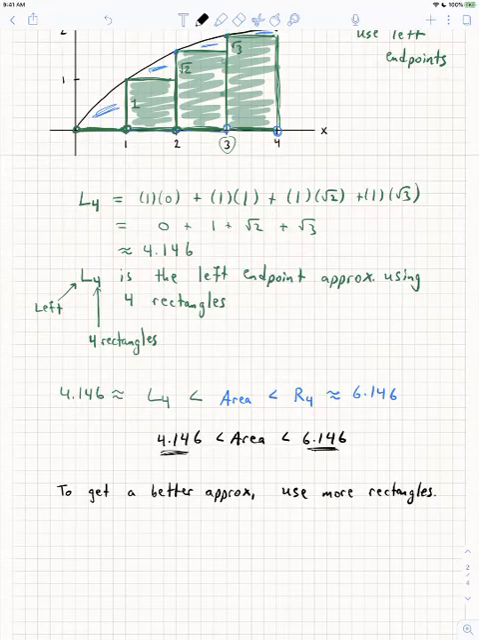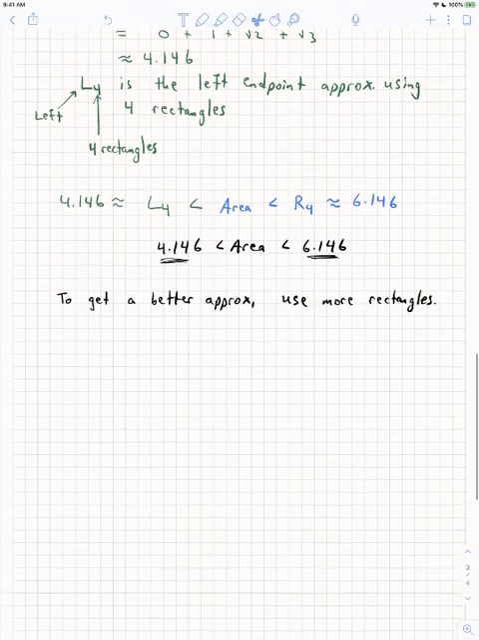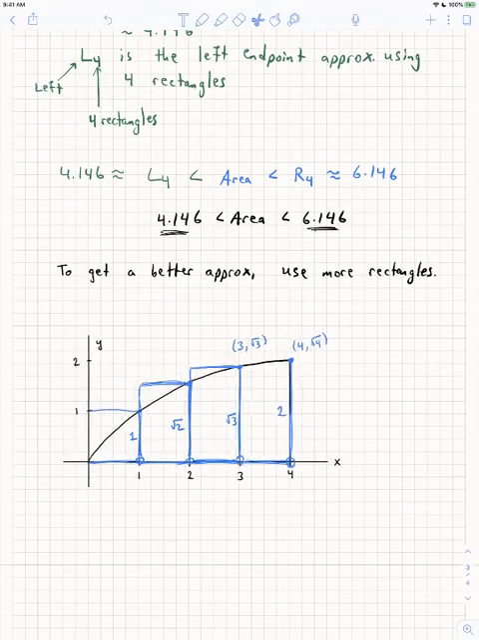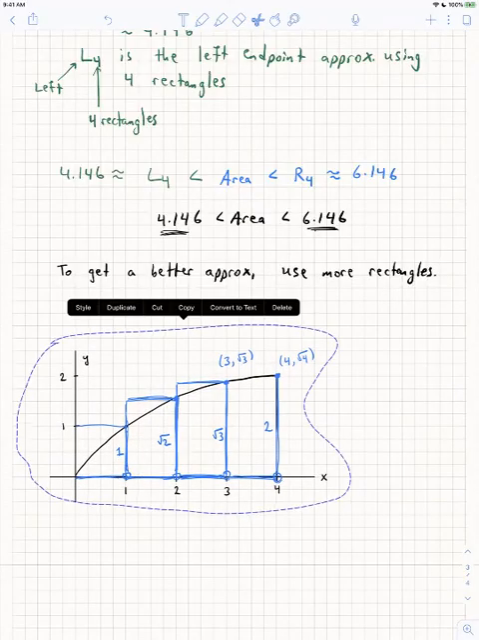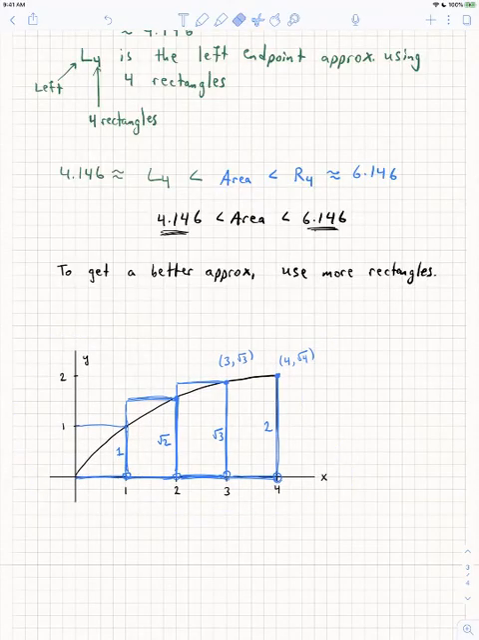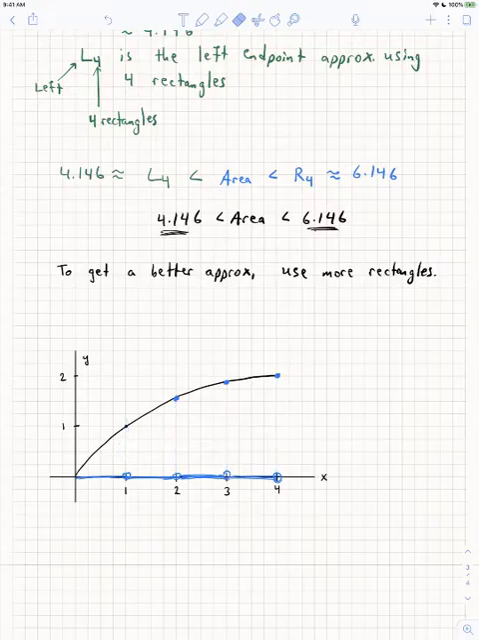That's the idea. So I think we still have our image here. Let's erase some of these things. All right. So what I want to do now is I want to use more rectangles. So now let's double it. So let's use not 4, but 8 rectangles.